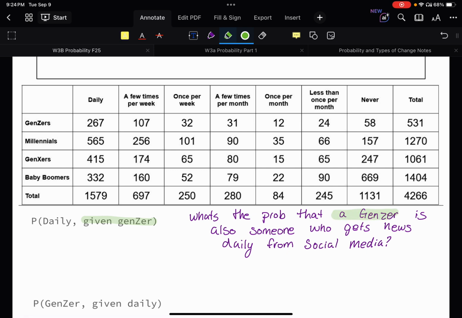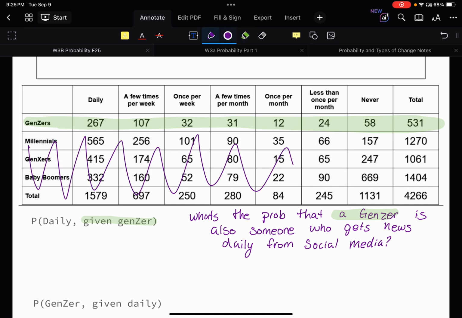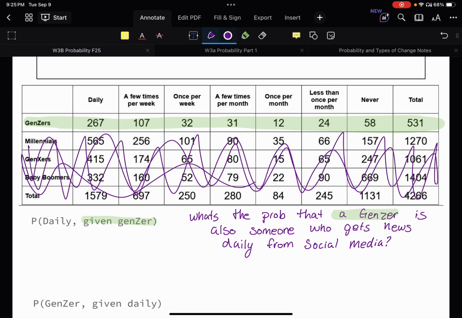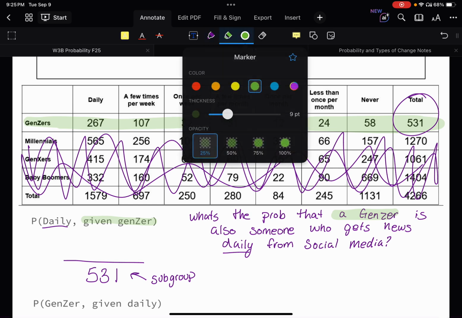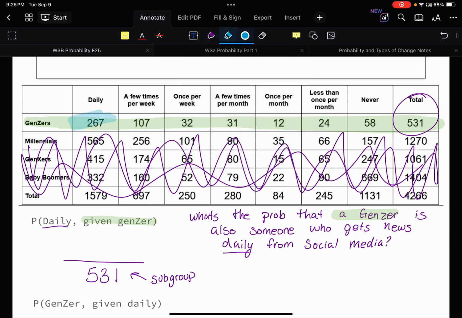That means I'm not looking at my entire table anymore. I'm only focused on this top subgroup. I can ignore everything else on this table. I'm just going to cross it all off. It no longer matters, which means this is now my total. My total is 531. That's my subgroup. Now, within that subgroup, how many people got their news daily from social media? That's the people within my Gen Zers who are also the daily watchers. Well, that's just that overlap there, the 267.